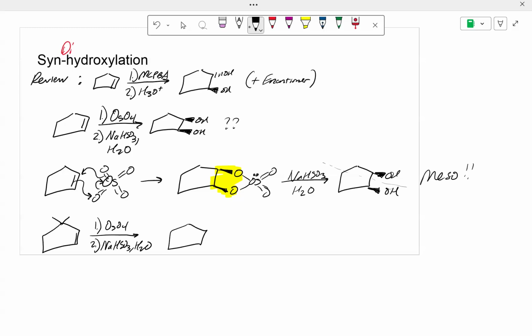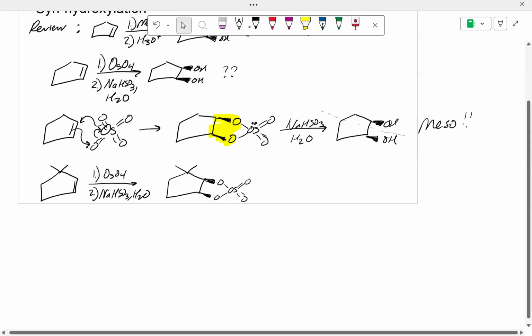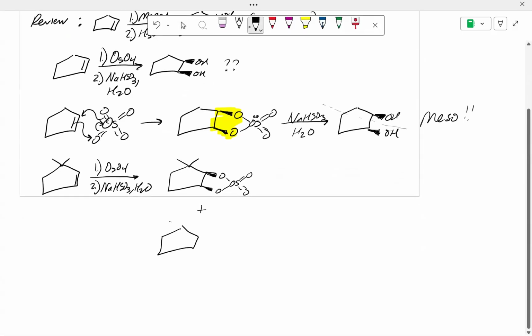And that osmium tetroxide, and I'll draw it out here, can add to the top and it can add to the bottom face. Now, why didn't I do that with this one up here? Because it was symmetrical. Adding it to the top or the bottom is the exact same thing. But in this case, is it still the same thing? No, these intermediates are enantiomers of each other.